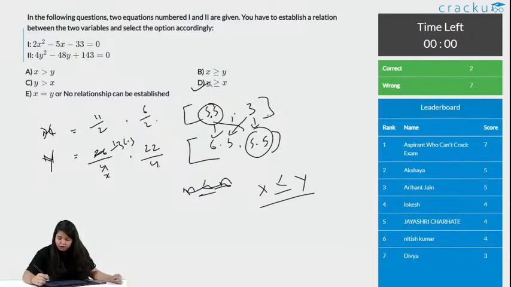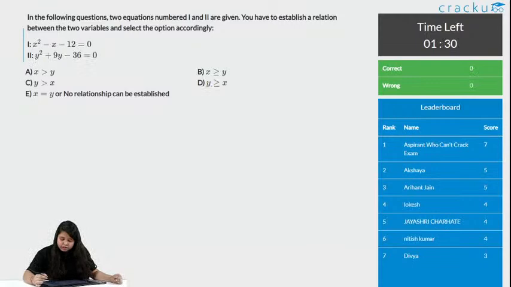So, 2 people got this correct. Let us go to the next question. This is the 8th question. There are again 2 more questions.